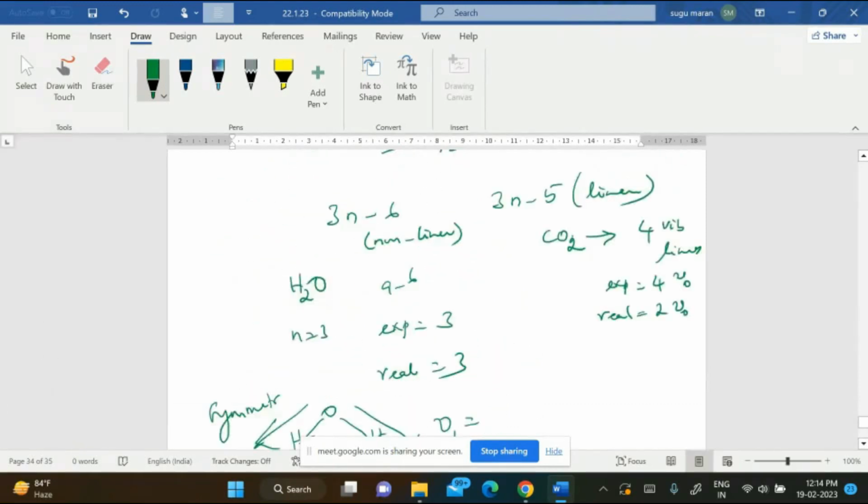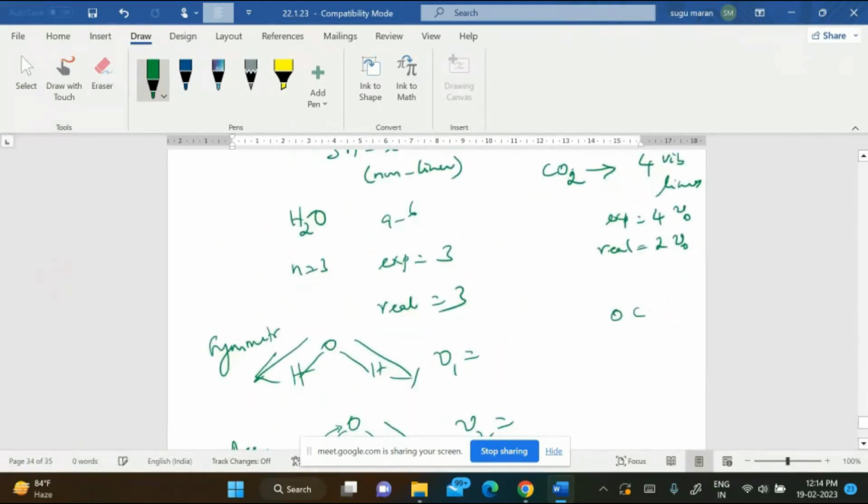But for carbon dioxide, as I said earlier, for the symmetric stretching, there is no change in dipole moment, dou mu by dou r, which is equal to 0.